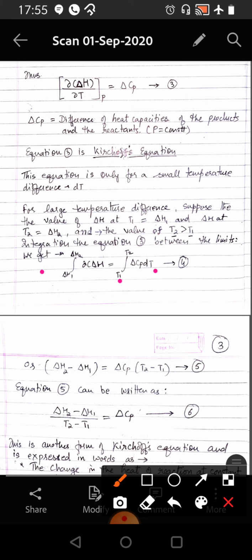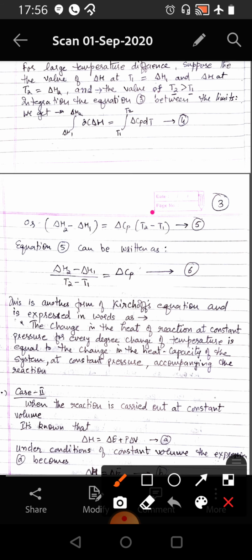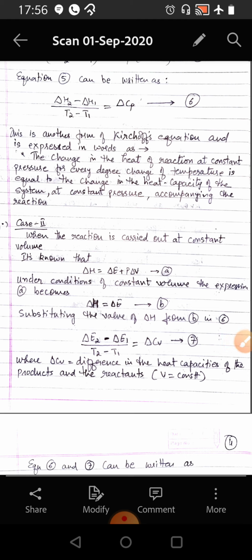Now this dT has been brought from the left hand side to the right hand side of the equation from equation 3, and the equation becomes delta H2 minus delta H1 is equal to delta Cp times T2 minus T1. Now bringing this term T2 minus T1 to the left hand side, the equation becomes delta H2 minus delta H1 upon T2 minus T1 is equal to delta Cp. This is another form of Kirchhoff's equation and is expressed in words as the change in the heat of reaction at constant pressure for every change of temperature is equal to the change in the heat capacity of the system at constant pressure which accompanies the reaction.